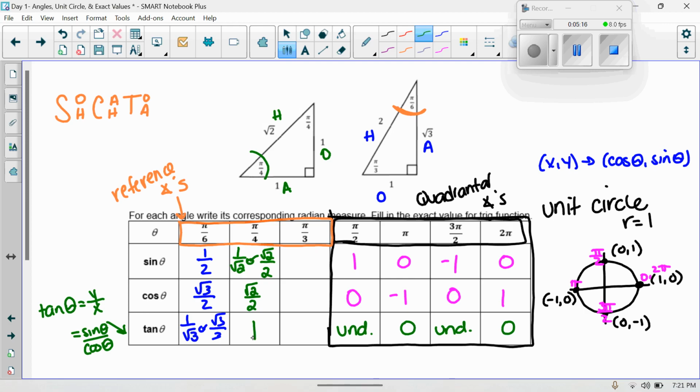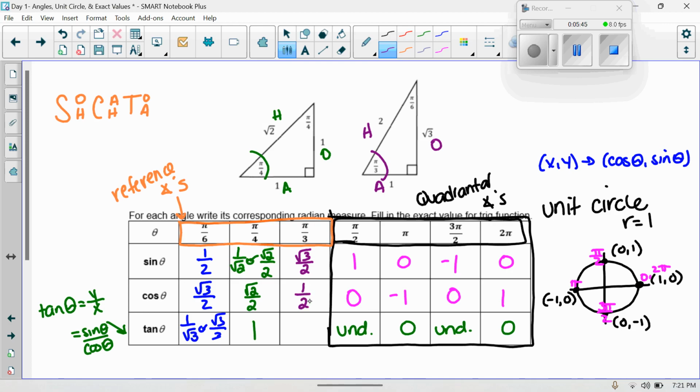So now if I go to my last one, I am going to be using pi over 3. So back to this triangle, I'm going to erase what I have and mark it up again. Pi over 3 is down here, so opposite, adjacent, hypotenuse. So that means that sine is opposite over hypotenuse, which is radical 3 over 2. Cosine is adjacent over hypotenuse, which is 1 over 2.